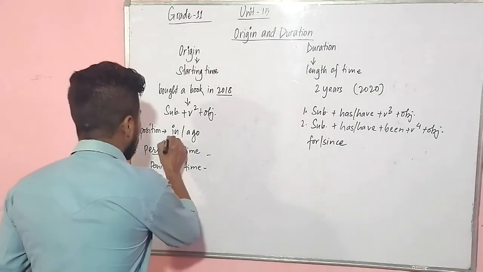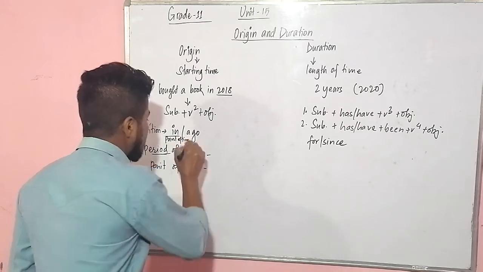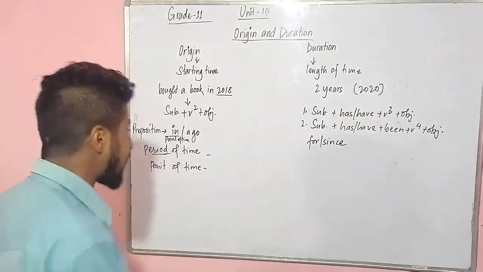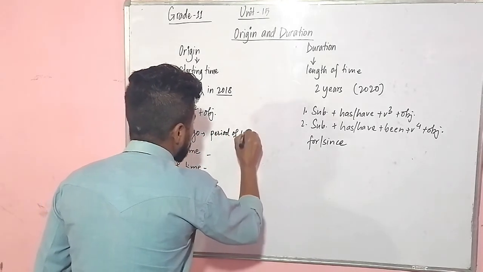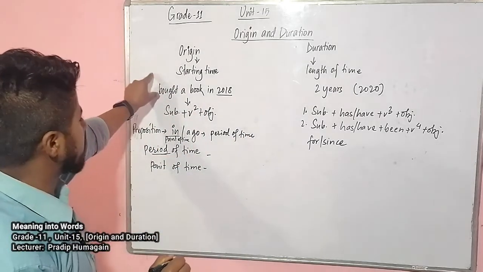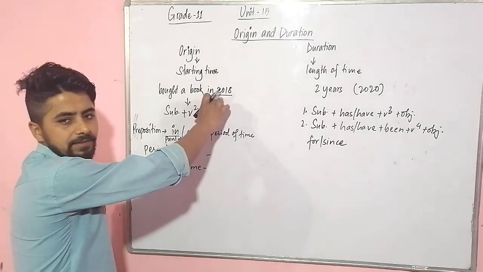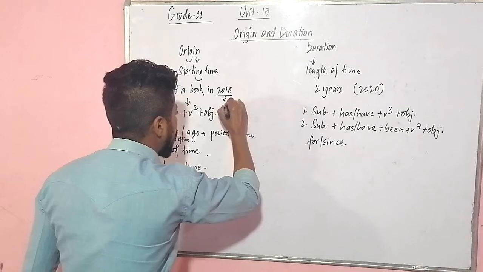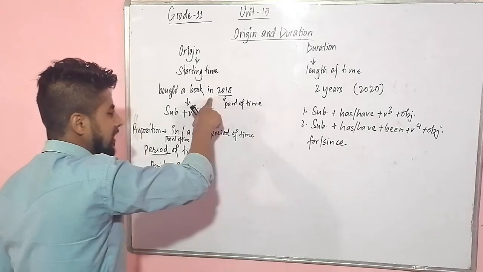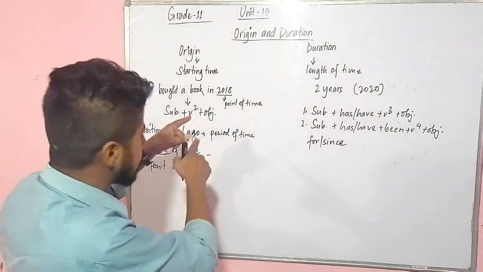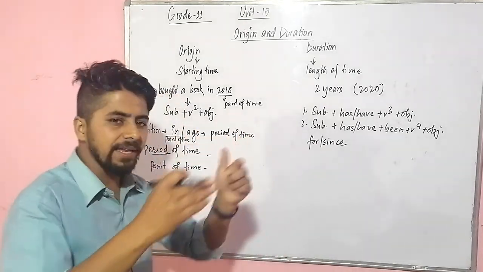In is used with point of time. Listen carefully. In is used with point of time, whereas ago is used with period of time. Let me tell you in this example, I bought a book in 2018. 2018 is point of time. That's why in is used here. This is the specified year, that's why it becomes point of time. Or I bought a pen in June.